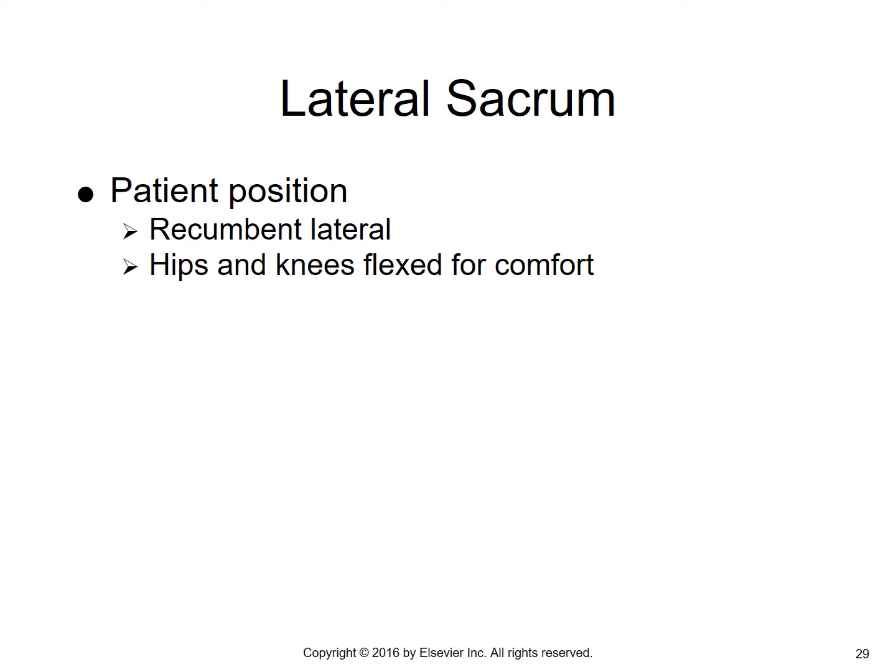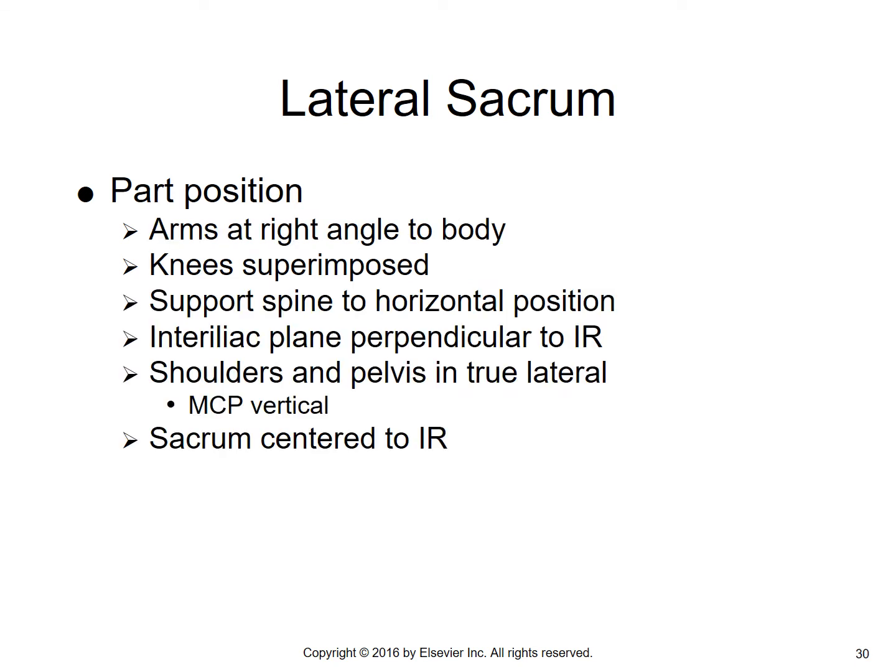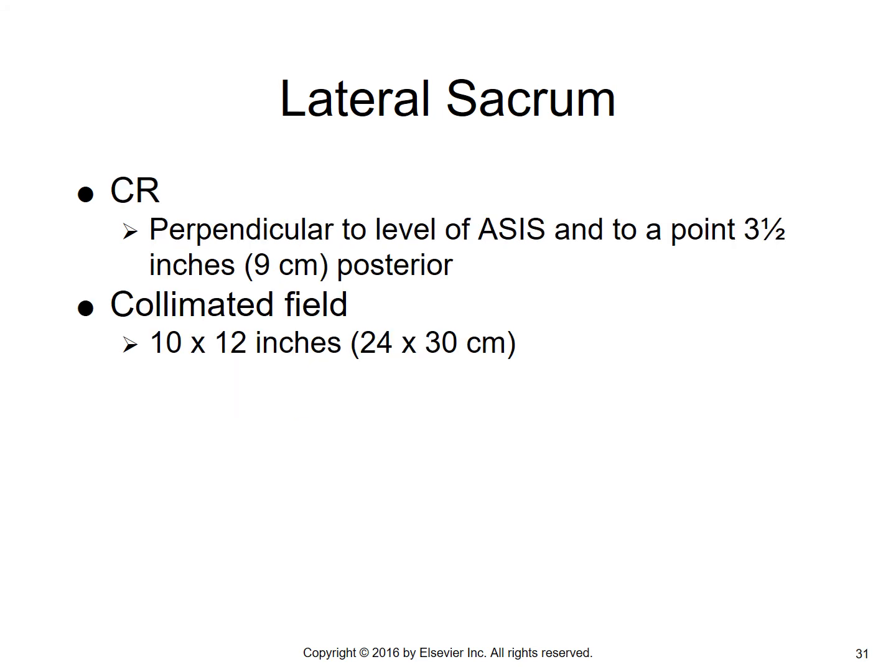For the lateral of the sacrum, recumbent lateral, hips and knees are flexed for comfort. Arms are at a right angle to the body, knees superimposed, and the spine is supported to the horizontal position. The interiliac plane, the plane between the ilia, is perpendicular to the IR, shoulders and pelvis are in true lateral, the MCP is vertical, and the sacrum is centered to the IR. Central ray is at the level of the ASIS to a point 3.5 inches posterior. So 3.5 inches posterior for the sacrum, with a 10 by 12 inch collimated field.